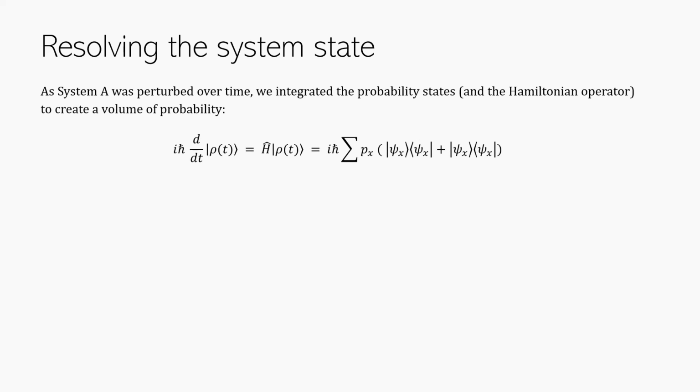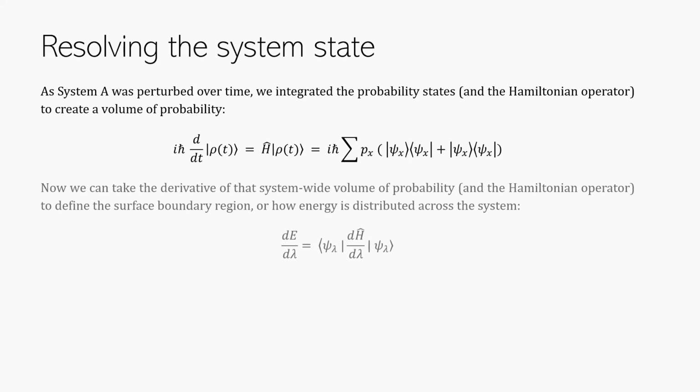So system A was perturbed over time as we integrated the probability states and the Hamiltonian operator to create a volume of probability. So now we can take the derivative of that volume of probability and the Hamiltonian operator to define the surface boundary region, or how energy is distributed across the observable system. And this is called the Hellmann-Feynman equation, and it resolves the Schrödinger wave function, allowing all component particle states to be transiently defined in accordance with the laws of electrostatics.